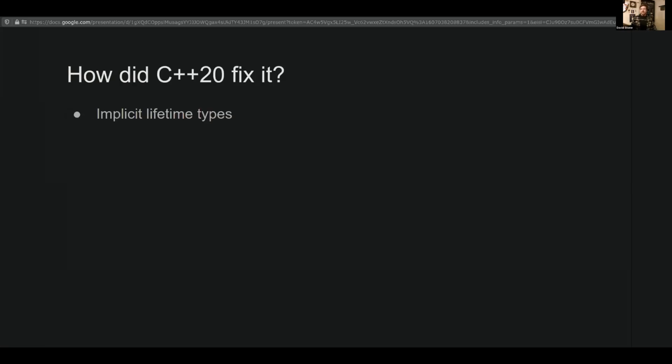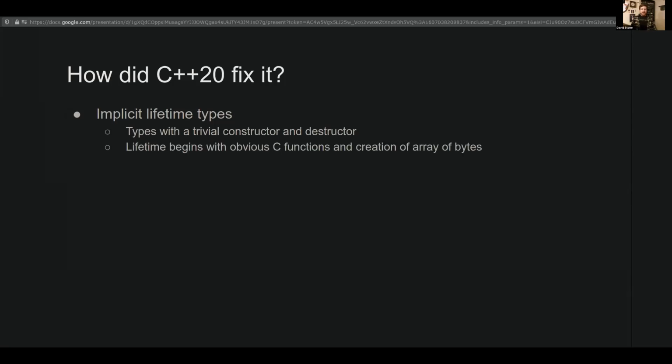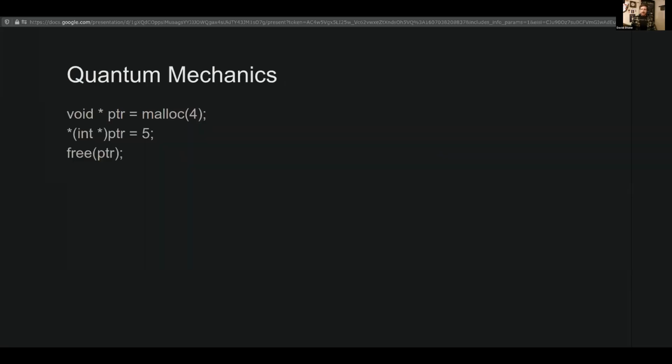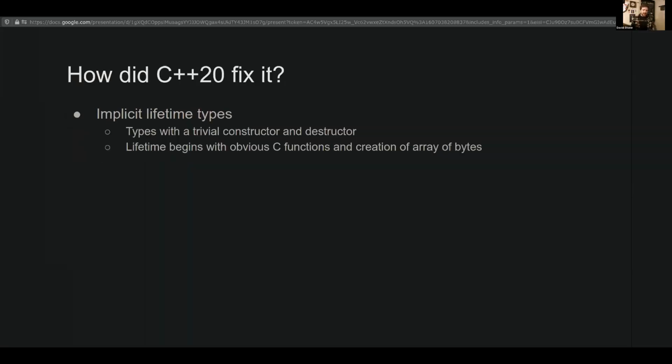So how did C++20 fix it? It introduced the notion of implicit lifetime types. Implicit lifetime types are any type that has a trivial constructor and a trivial destructor. Any of its constructors, other than a copy and move, can be trivial, and that's sufficient to make it an implicit lifetime type. So an implicit lifetime type has its lifetime begin with the obvious C functions and also creation of arrays of bytes. I'll list the full thing later, but things like malloc. Anything that you would expect in C to give you storage for stuff will give you actual objects and arrays that you can work with in C++.